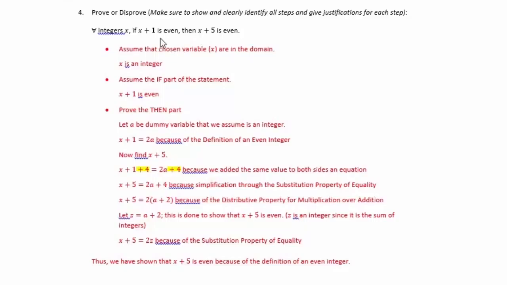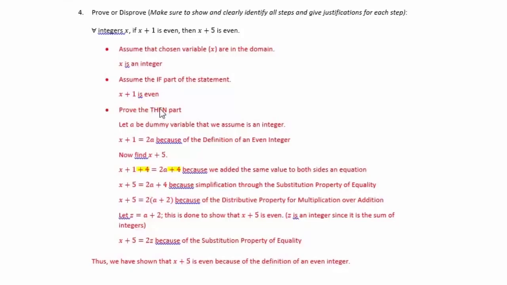Okay, so the next thing we want to do is assume that the chosen variable x is in the domain there, in other words, x is an integer, since we're talking about for all integers. And then we're going to assume the if part, if x plus 1 is even. So we're going to assume x plus 1 is even. Then what we have to do is prove the then part.